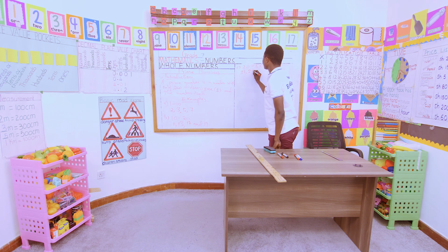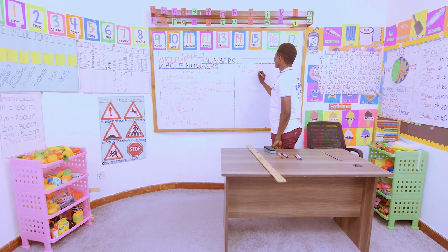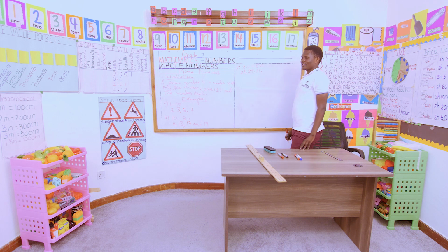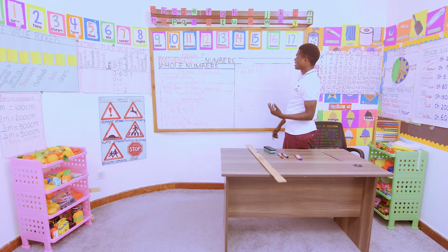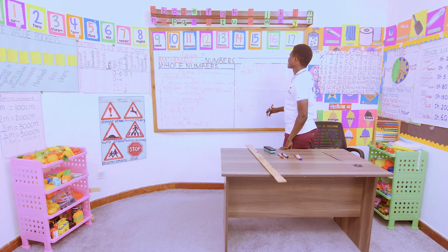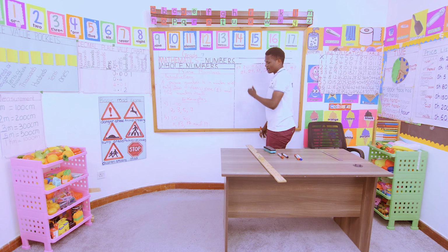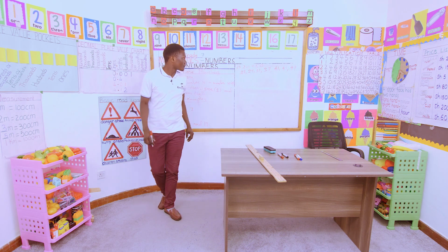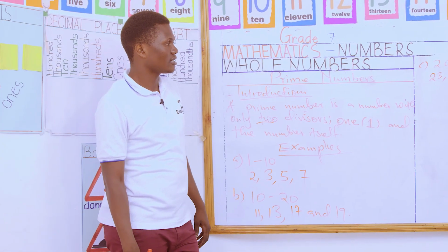We have 29. We have 31. 33, no. 33 has got so many factors, 11, 3, 1, and itself. Those are 4 factors. 35, no. 7 is a factor. 37, yes. 39, no. From 37, we have 41, 43, 47. So those are some of the prime numbers between 20 to 50. Are we together, class? Good.